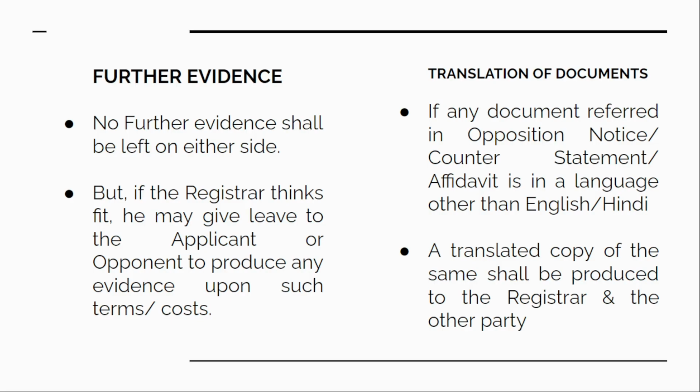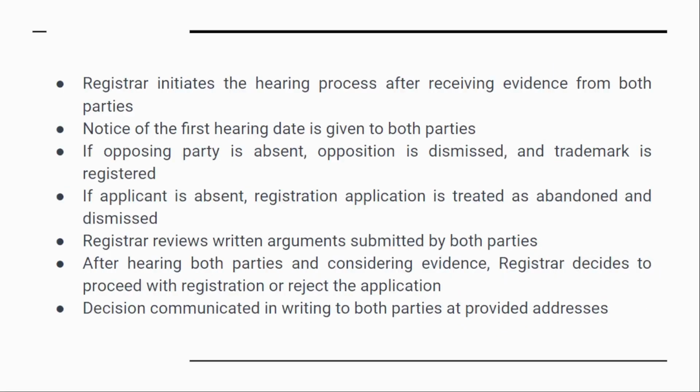And now, if we move to Rule 50 of the Trademark Rules 2017, it deals with the hearing and the decision in the trademark proceedings. After both parties submit evidence and argument, a formal hearing is conducted. The registrar or the designated authority reviews the information presented and makes a decision on the trademark application. This decision could include approval, rejection, or other outcomes based on the merits of the case.